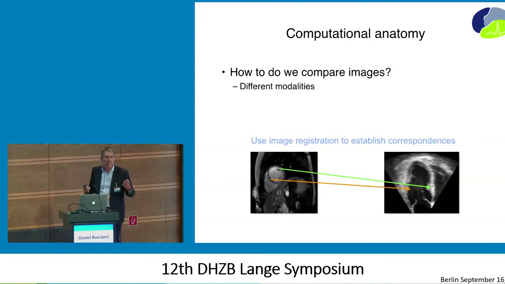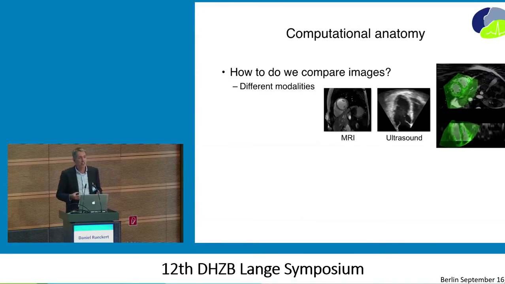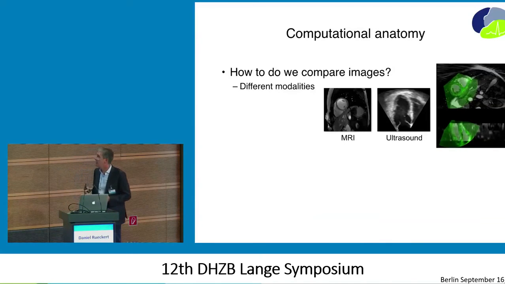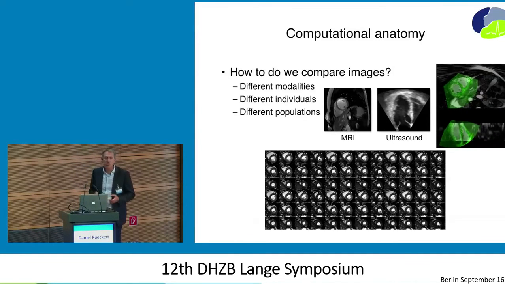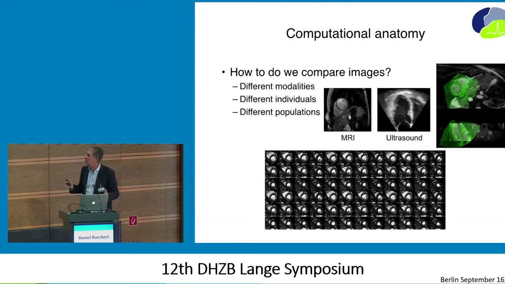We can do this in an automated way, and there are many algorithms now which can do this quite robustly. So I can, for example, here in this example, fuse my 3D ultrasound with my cardiac MR image in a very reliable way, and I can integrate the information from both modalities. However, I can also apply this to find correspondences across different subjects and different populations.